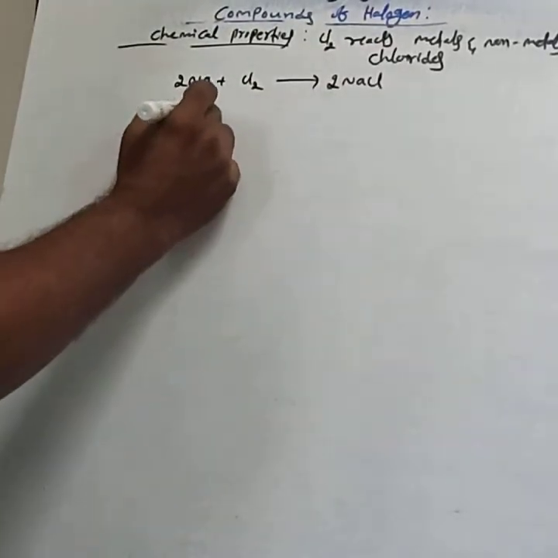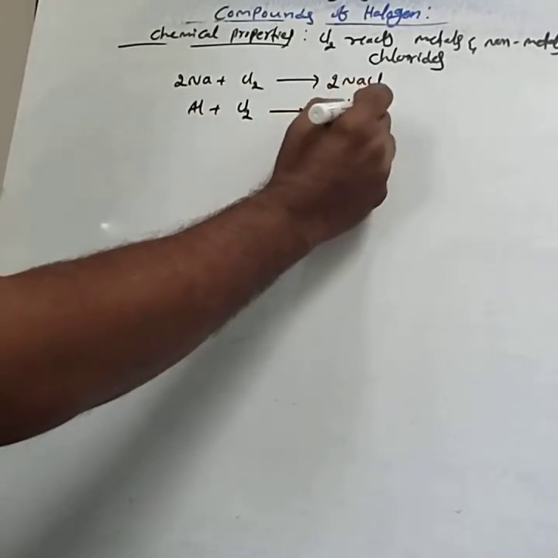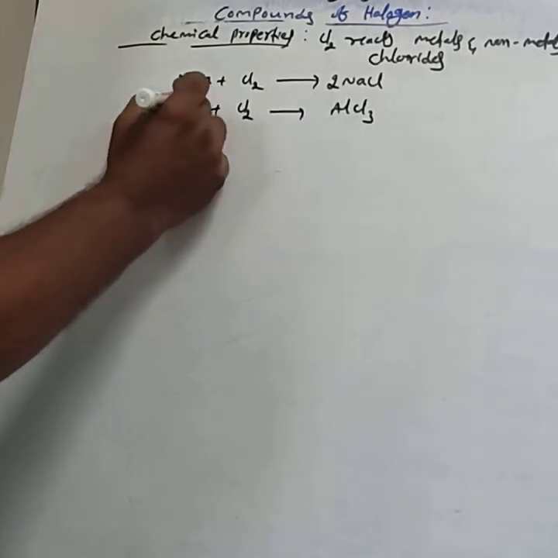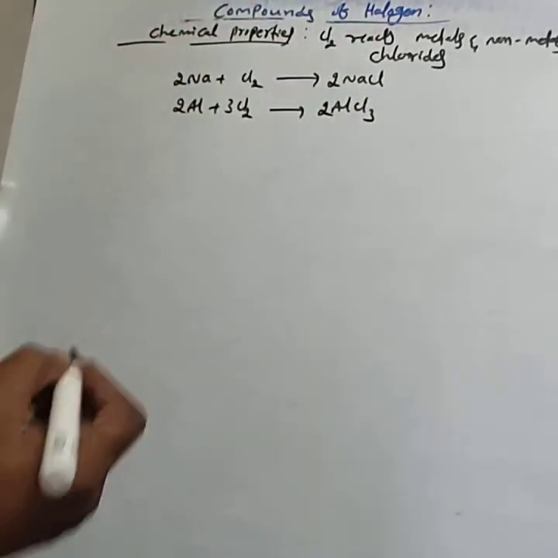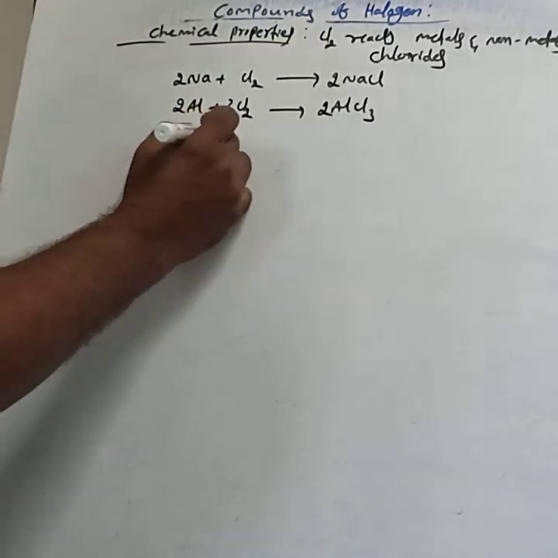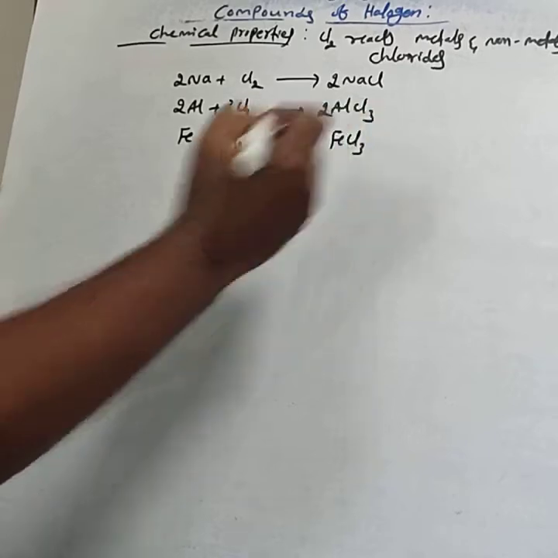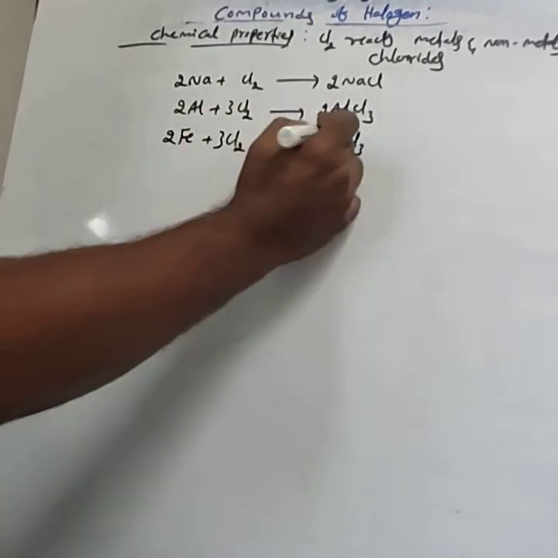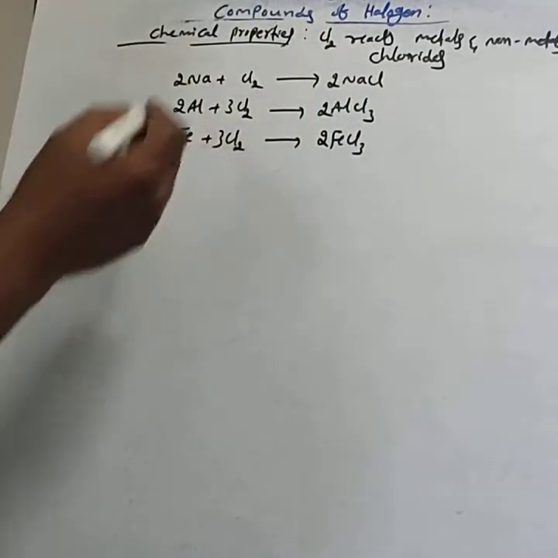Then Al plus Cl2 gives AlCl3, aluminum chloride. To balance this one, 2Al, 3Cl2, 2AlCl3. Then iron, Fe plus Cl2 gives FeCl3, then 2Fe, 3Cl2, 2FeCl3. These are the examples for the metals.